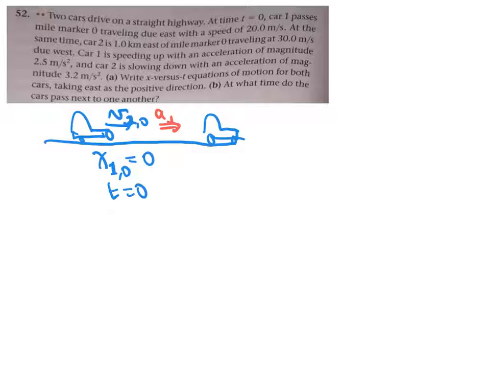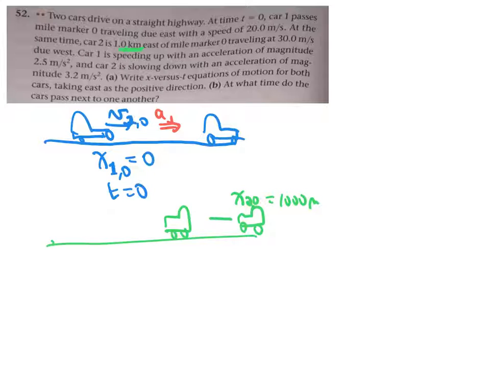And then down here on a different road, we've got car 2, and car 2 starts off somewhere and then moves over. And the idea is that this is x2,0. And we know that that's going to be 1,000 meters because of the 1 kilometer. But it's moving westward at v2,0.